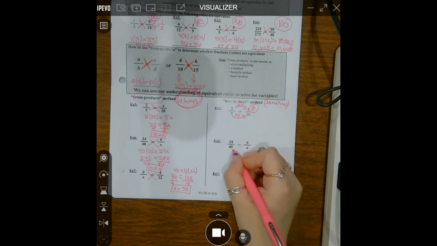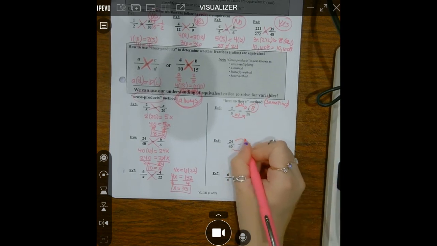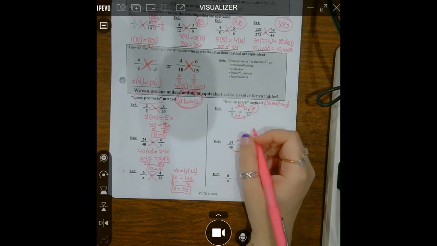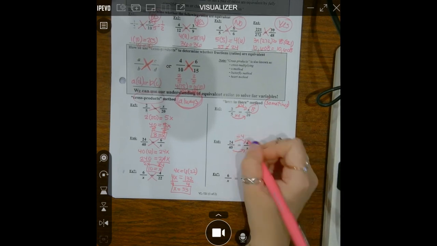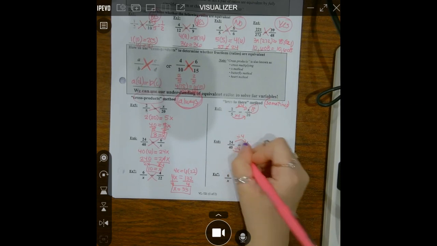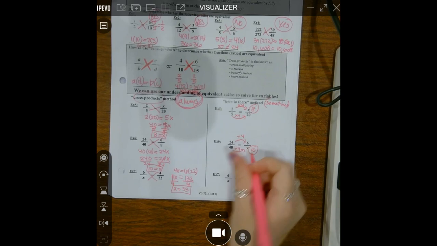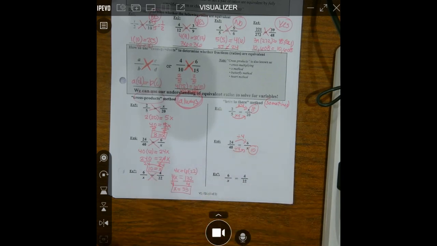Does it work for this one? Go towards your unknown. Can you go from 24 to 6? You sure can, if you what? Yep, divide by 4. So then do the same thing here and do 40 divided by 4, and what do you get? 10. Perfect, and that's what we got over there, so we know we're right.